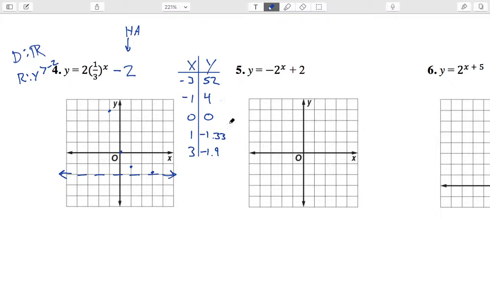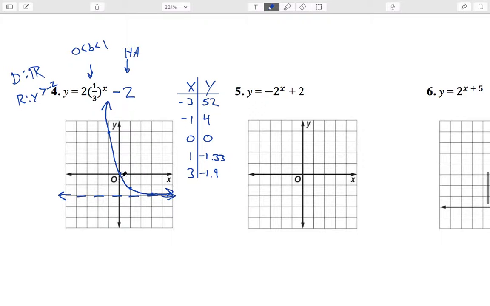Okay, hopefully you got something similar to that. -3, 52, not even close to me to graph that. -1, 4. Remember, you're plotting your points from the regular origin here. -1, 4, 0, 0, 1 there, 3 over there. So that does fit, hopefully, what we were expecting, which is, because your base right here is a fraction between 0 and 1, that reverses the direction of our exponential curve.